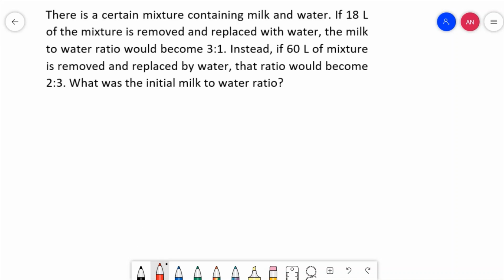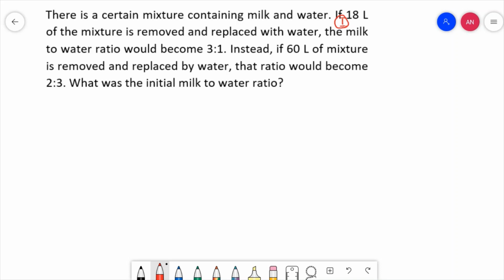So let's read this question first. There is a certain mixture containing milk and water. If 18 liters of the mixture has been removed and replaced with water, then the ratio of milk and water will be 3:1. So I am going to name this condition. The part of the mixture that we are going to remove is 18 liters. I am going to name this condition as 1.